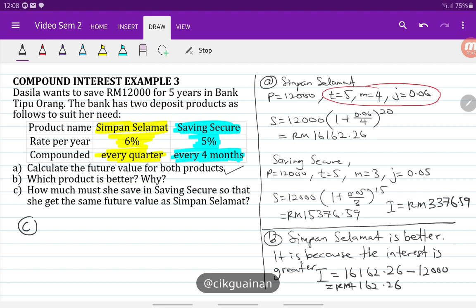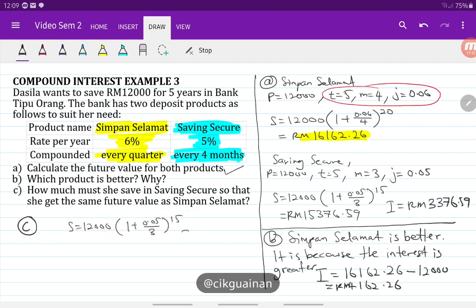Now, how much must she save in Saving Secure, the blue one, so that she gets the same future value as Simpan Selamat? We know the future value of Simpan Selamat is this one. If she wants to save in Saving Secure, how much does she need to save? What we have to do is very simple. We take this formula for Saving Secure, copy it, and put it here.